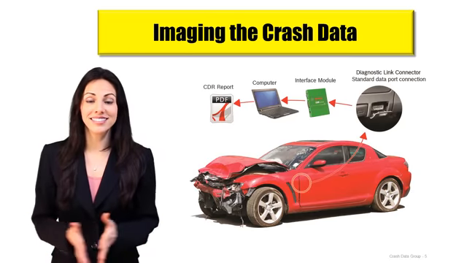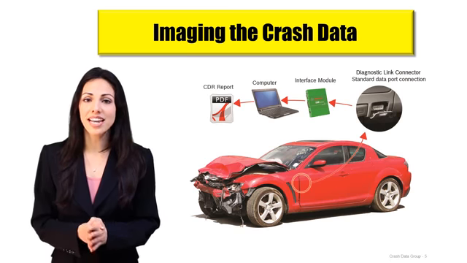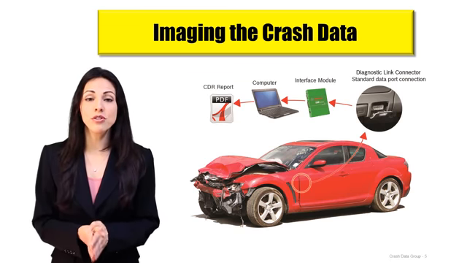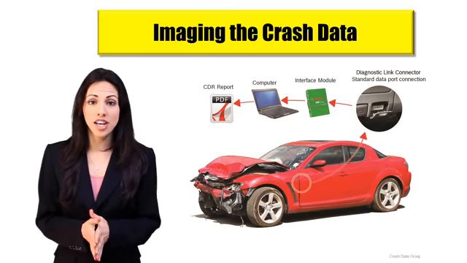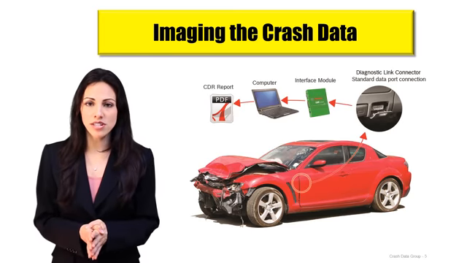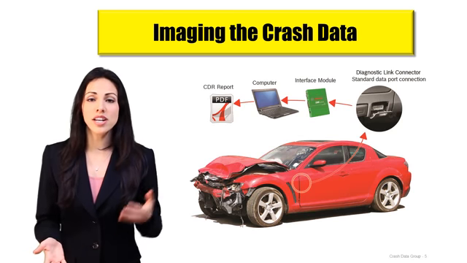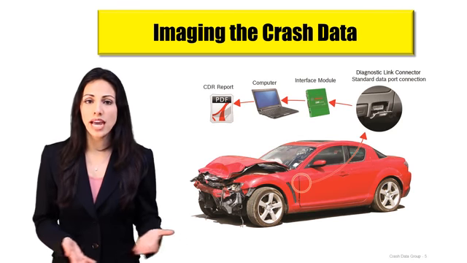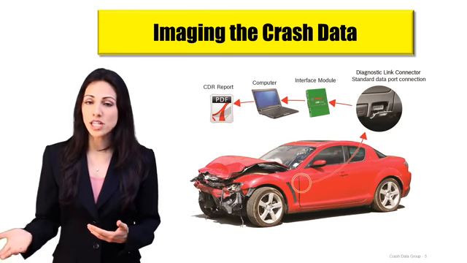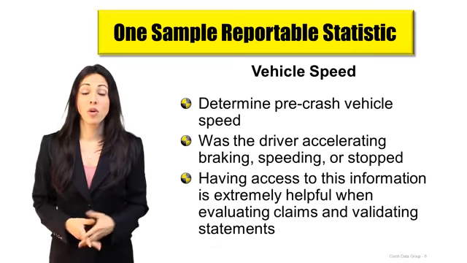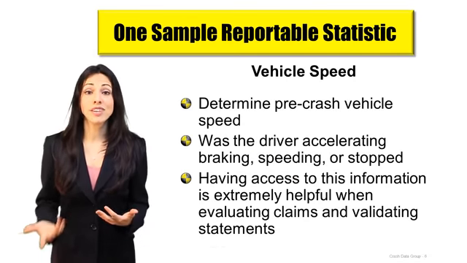Imaging the crash data. The CDR tool can connect and access the data through the vehicle's Universal Data Port, or DLC, found in most every car. You can also connect to certain control modules in the vehicle to image your crash data. For example, in Fords, you can connect to the powertrain control module, and in some newer vehicles, a rollover sensor module. One of many reportable statistics is vehicle speed.